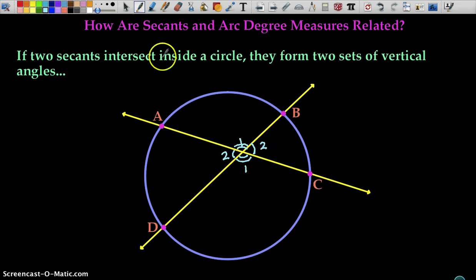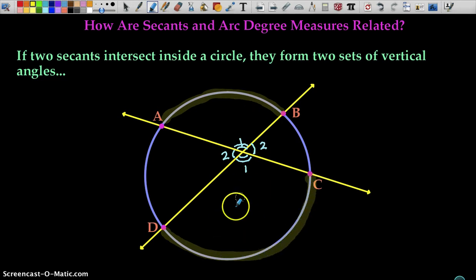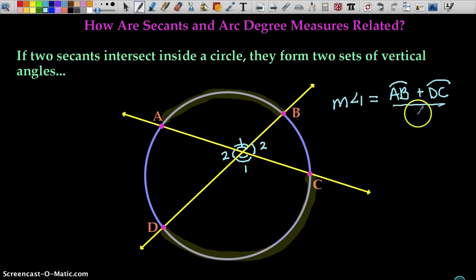And what's actually kind of cool about this, and I'm not really sure I know why this works, it might be a little project for me to look up, but if you take both arcs that are formed by the vertical angles, so in this case for angle 1, it's formed by arc AB, and also it forms arc DC. Okay, so if you add those two together and then divide by 2, you will get each of these measures. Remember, they are the same. So to get the measure of angle 1, we take our arc AB, add to that arc DC, and then divide that by 2. Pretty cool, huh? So we're just taking half of both of them.